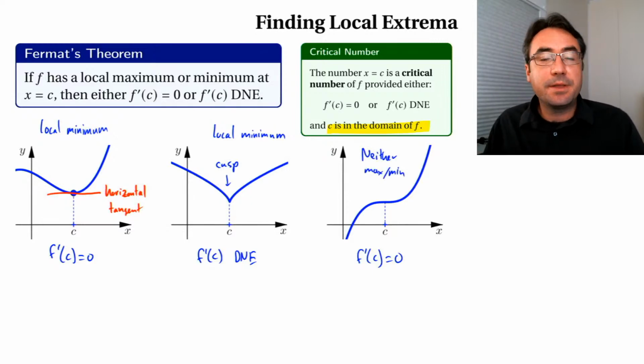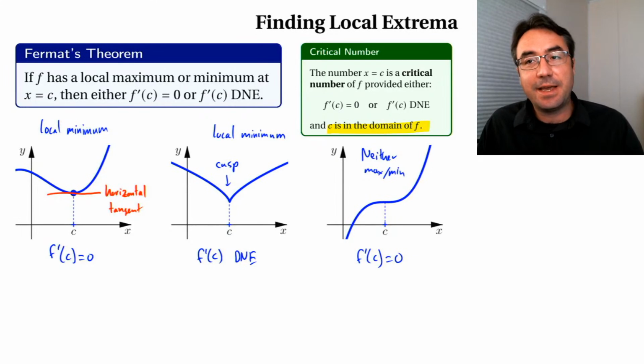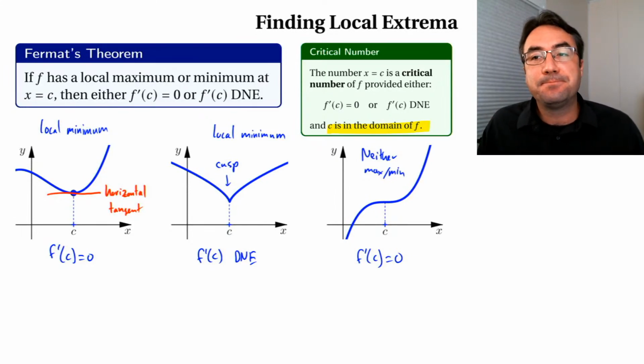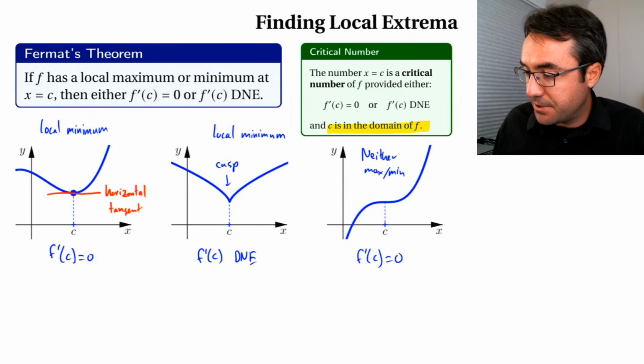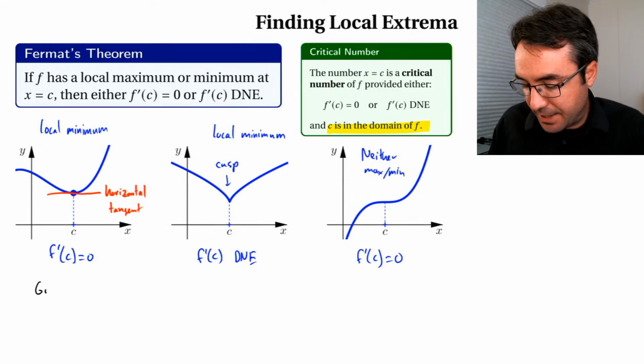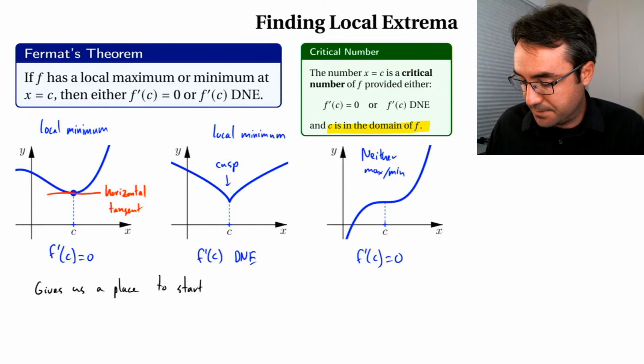So just knowing that we have a critical number is not enough information to tell us we have a max or a min. We might have a case like this third graph where the graph flattens out, but it just doesn't have that max or min behavior. So what Fermat's theorem really does is it gives us a place to start looking for maxes and mins.